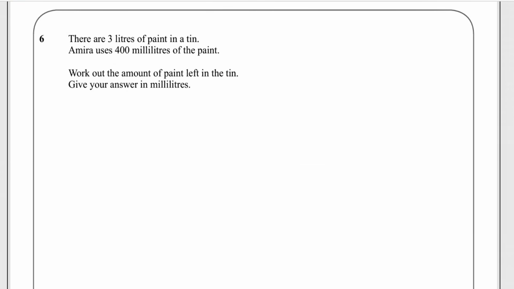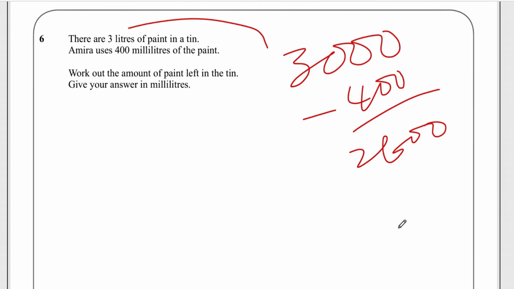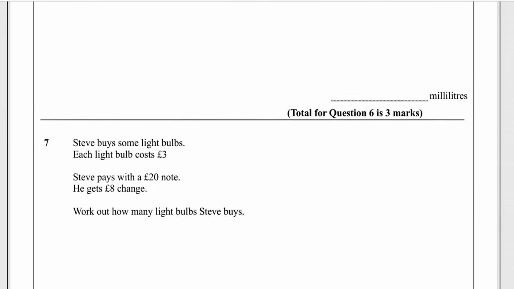There are 3 liters of paint in a tin. Amira uses 400 milliliters. Take note, 1 liter is 1000 milliliters. That's what they want you to do here. So 3 liters will be 3 times 1000, which is 3000. So 3000 minus 400, simply put, 2600 milliliters. Yes, the answer is 2600 milliliters.